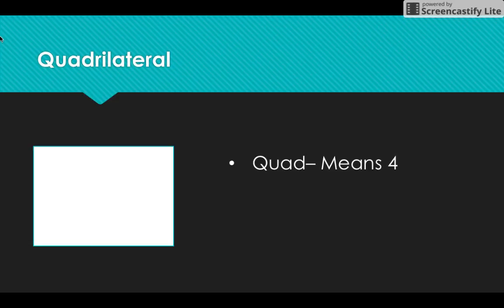Next up is a quadrilateral. The prefix quad means four. For example, animals that walk on four legs are called quadrupeds. Quad means four, peds means legs.